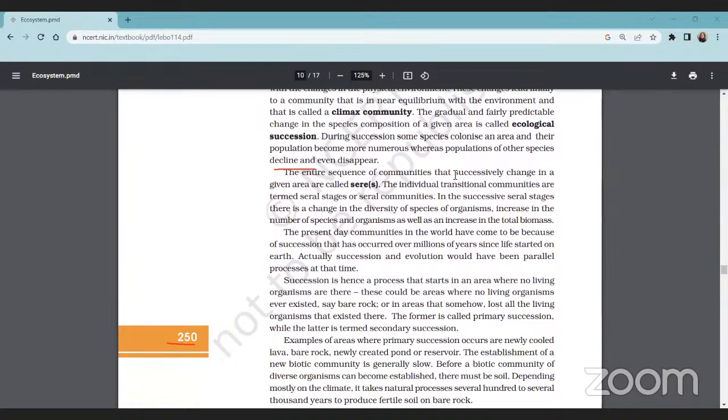The entire sequence of communities or successive changes in the given area is called a sere. The individual transitional communities are termed seral stages or seral communities.